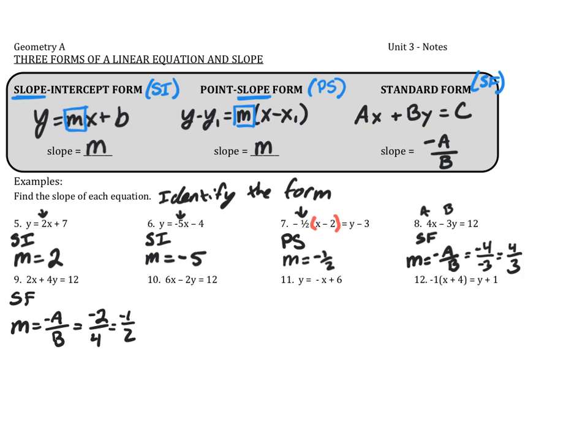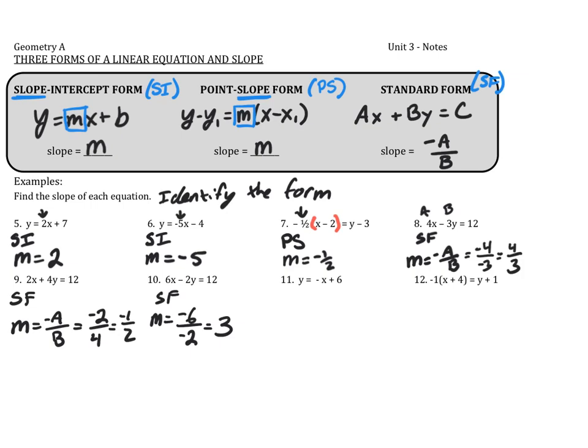Number 10, again, x and y, same side, another standard form equation. All right. Looking for our slope, we're going to take that opposite a over b. So our a value is 6. Opposite of that is going to be a -6. B value, -2. Always reducing. -6 divided by -2 is 3. Okay.